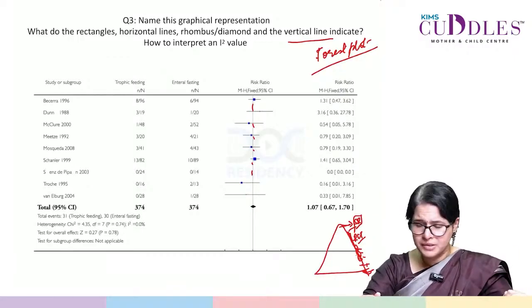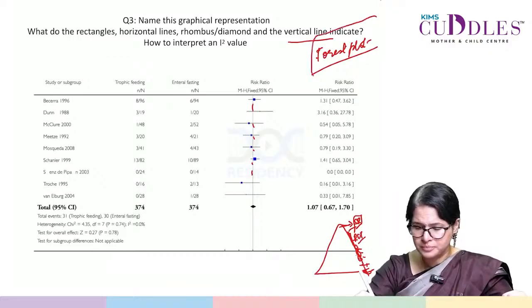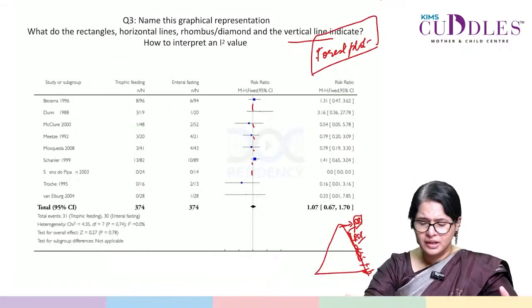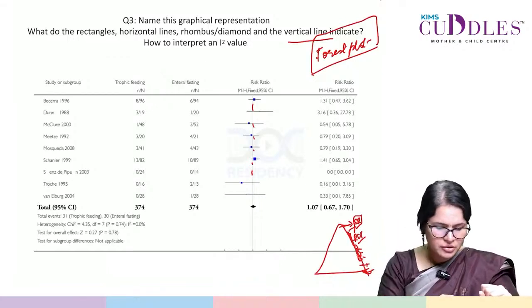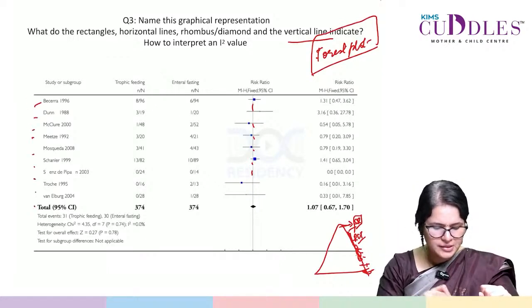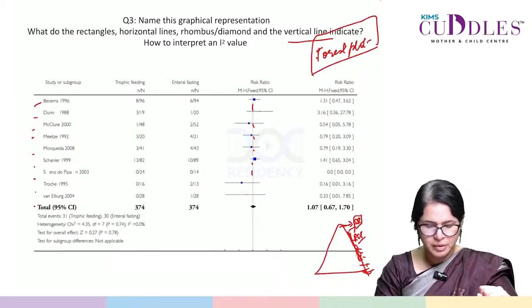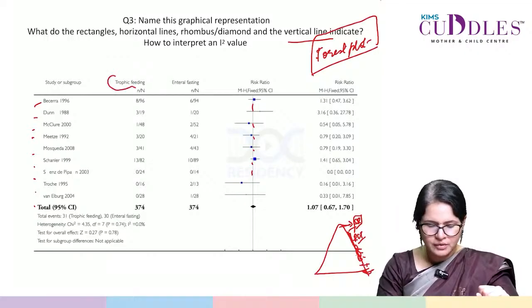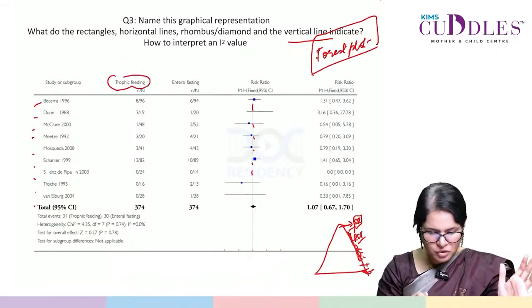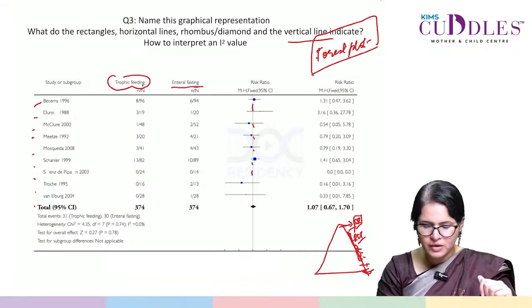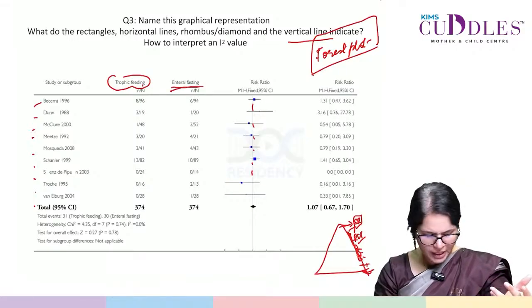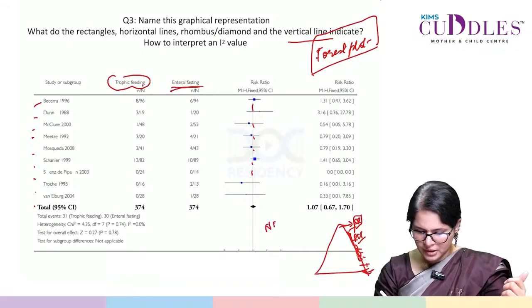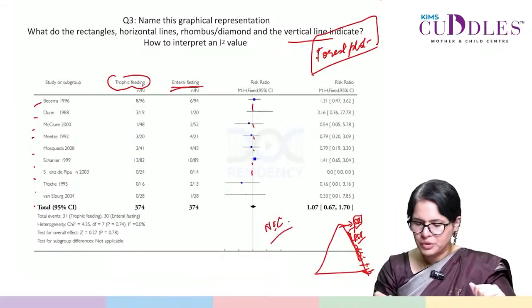So this graphical representation is the forest plot, and the forest plot has various parts. Let's go segment by segment. On the left side, you have the various studies that are mentioned, the names of the authors and the years of publication. Then you have the intervention arm. This forest plot seems to be comparing trophic feeding versus fasting on the outcome, which looks like probably NEC, necrotizing enterocolitis. It's not mentioned here, but the outcome is NEC.